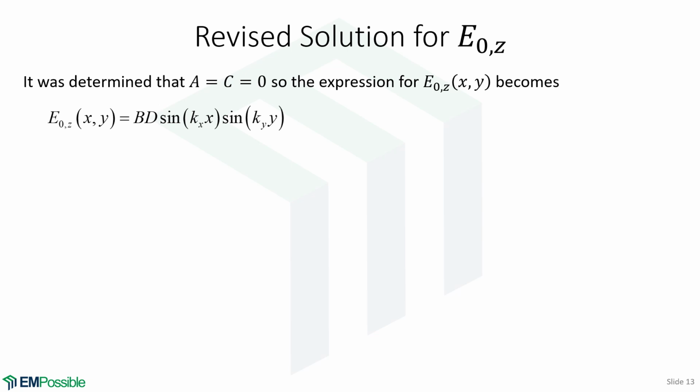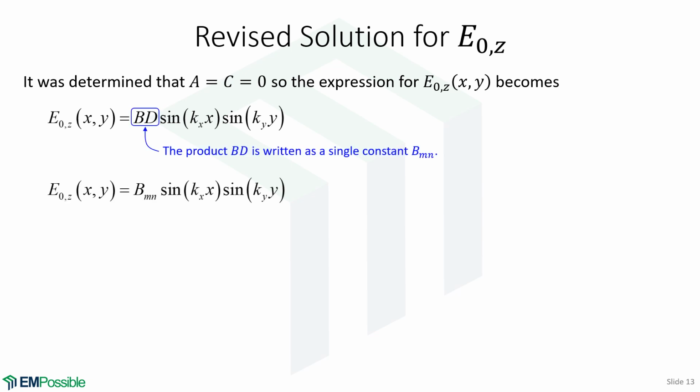Now that we've applied the boundary conditions, let's bring all of this together again. We found through the boundary conditions that big A and big C have to equal 0. So our expression for E naught z reduces to this, and we have this B times D. We weren't able to find values of B times D. Since they're both unknown constants, their product is still another unknown constant, so we'll just call that B sub mn. B sub mn will be the amplitude of our mn order mode.